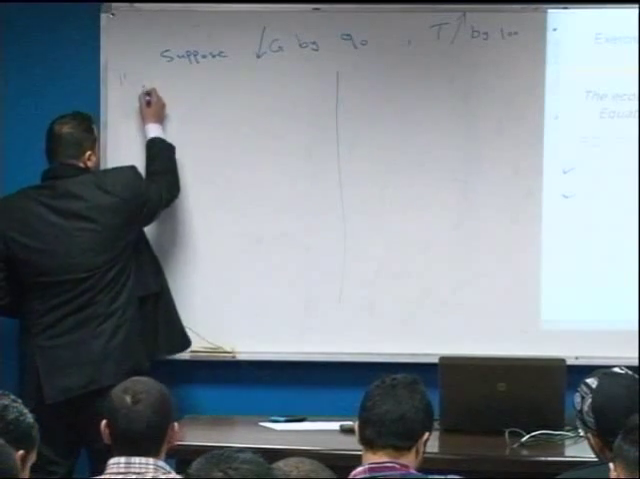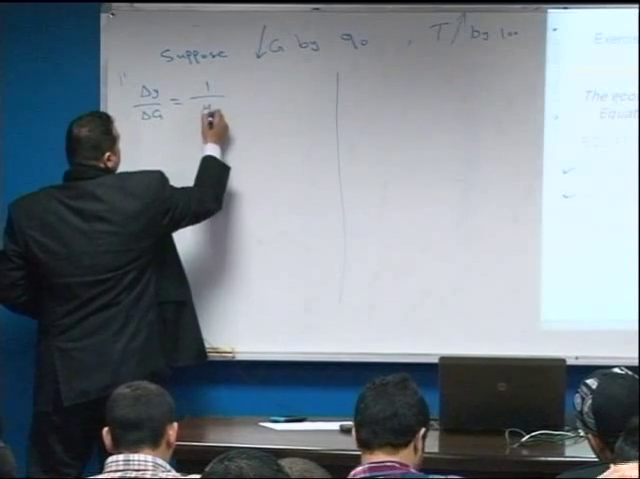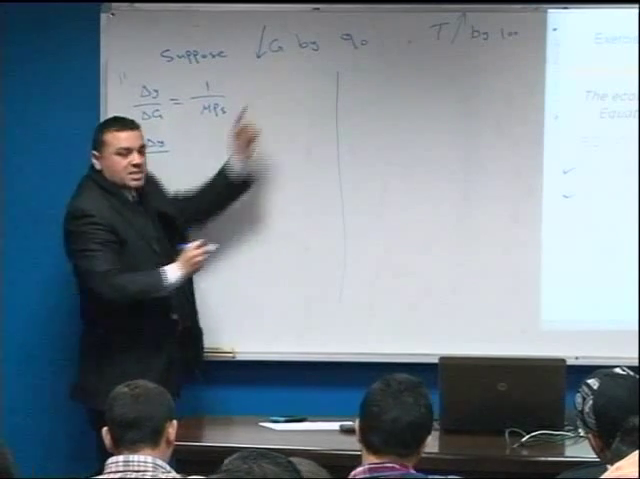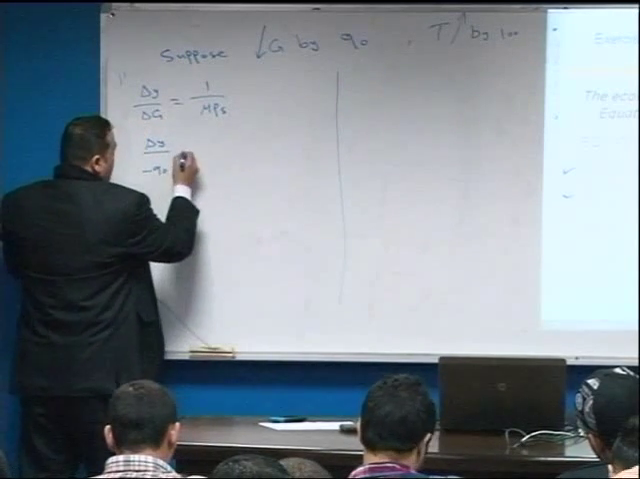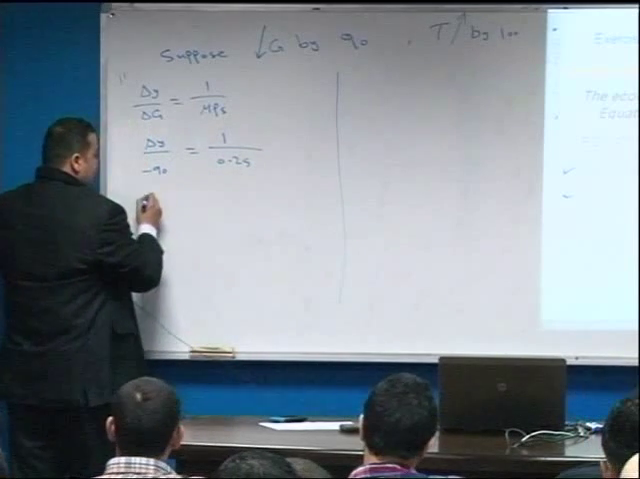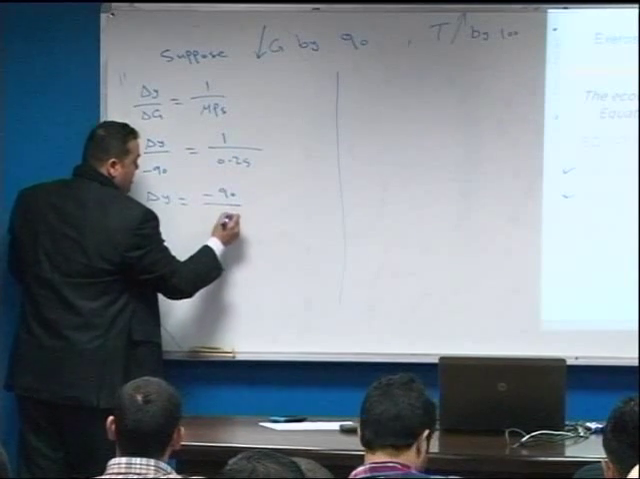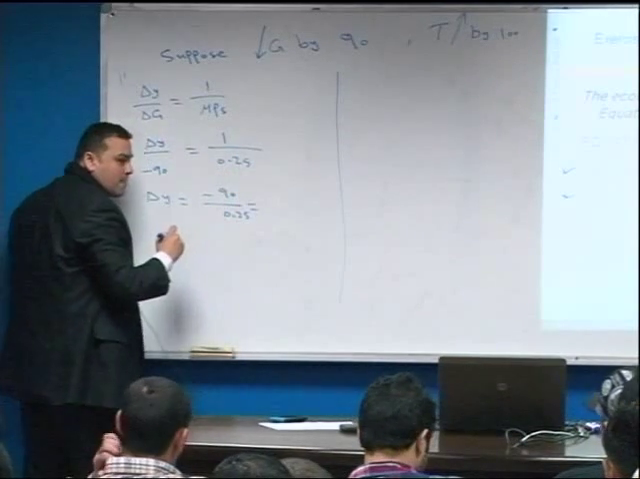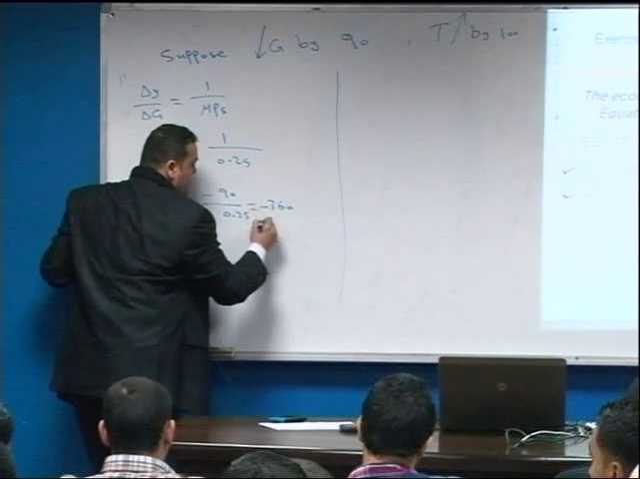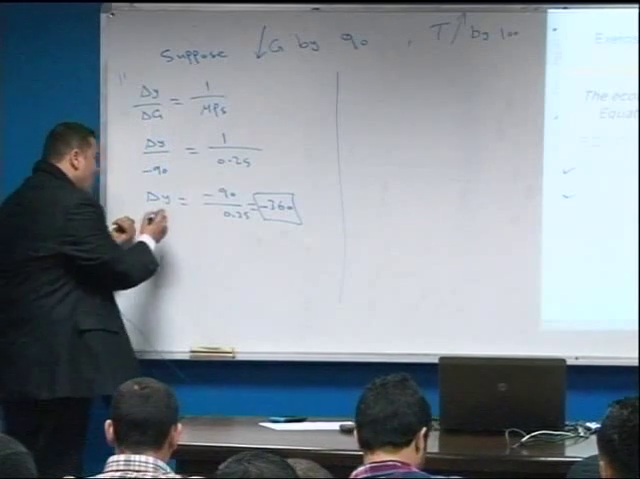So the first case, delta Y over delta G equals 1 over MBS. So delta Y over delta G, minus 90, equals 1 over MBS, 0.25. So delta Y equals minus 90 times 1 over 0.25 equals how much? 90 times 4 is 36, minus 360, right? This is what? Delta Y G.